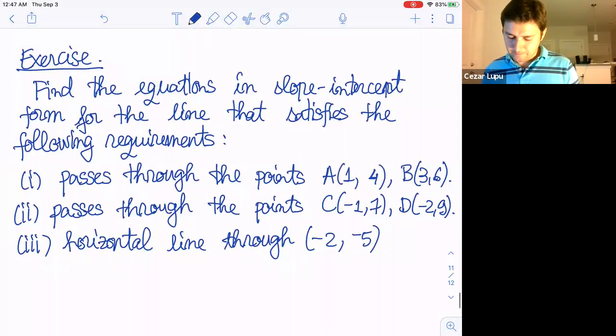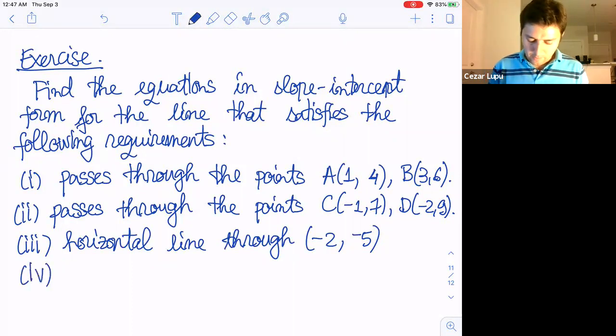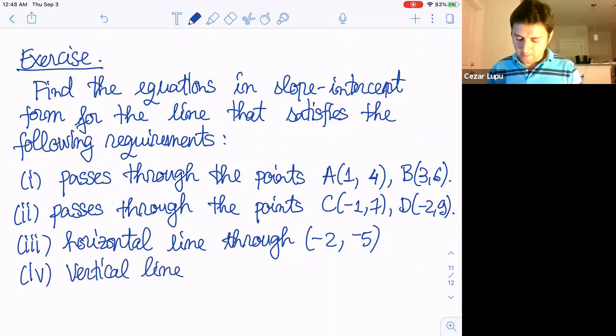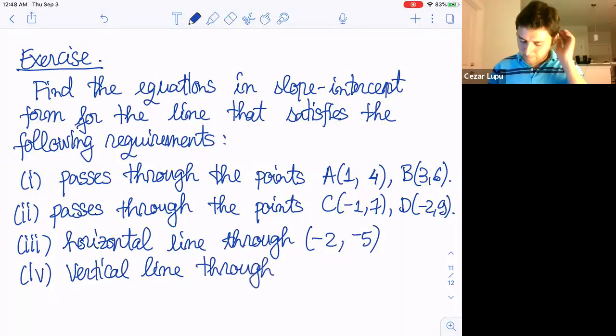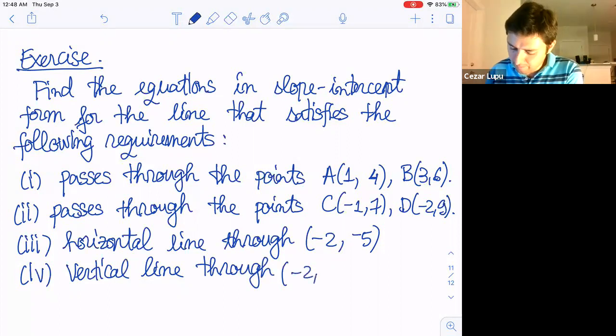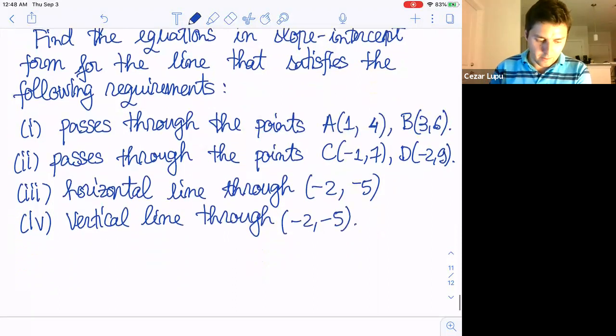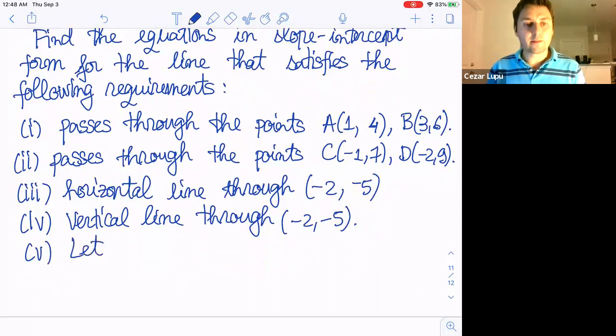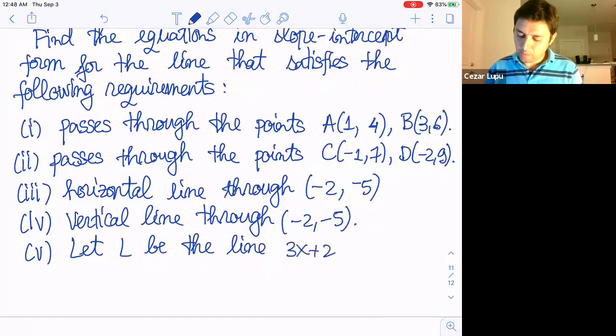And now the fourth one is a vertical line through -2, -5, through the same point. The fifth one: let's consider the following line. Let L be the line 3x + 2y = 5.